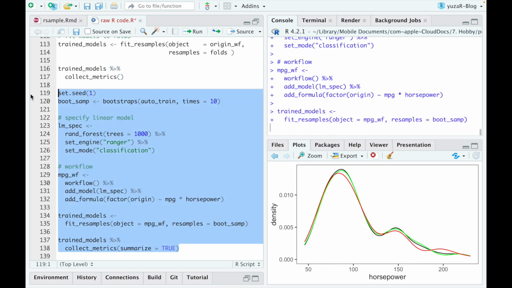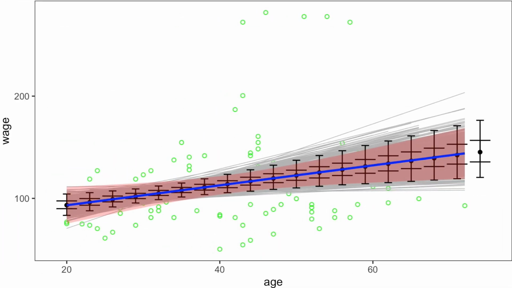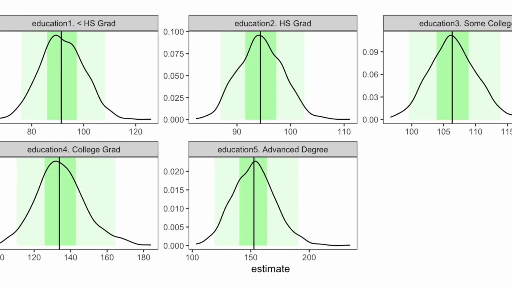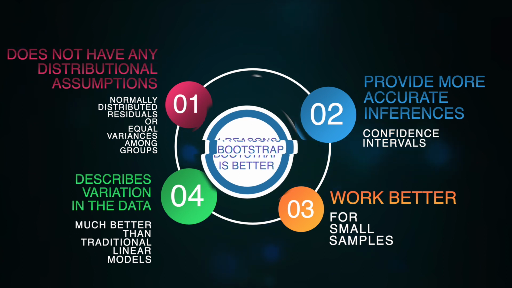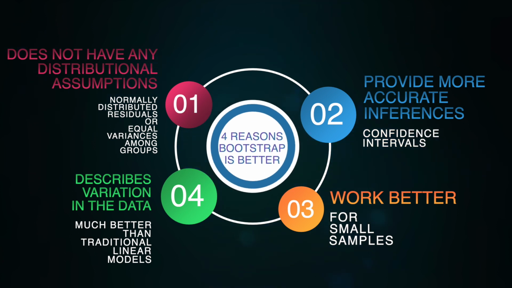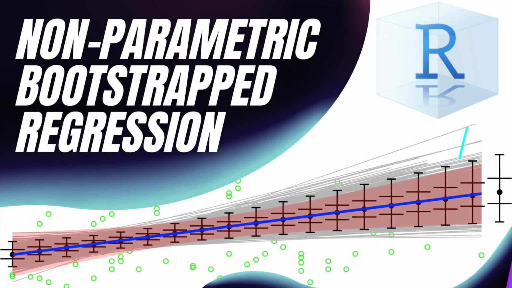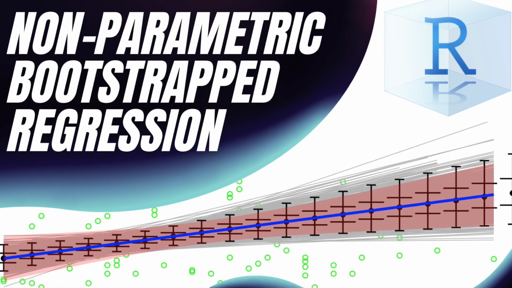But the most decisive advantage of bootstrapping compared to cross-validation is that bootstrapping not only checks model performance, but can also deliver robust estimates of model parameters with 50, 95, or any other confidence intervals. Moreover, bootstrapping is one of the best non-parametric modeling techniques, with 4 solid reasons of why bootstrap model is better than usual model. So, knowing bootstrapping will definitely make you a better data scientist, and if you want to know how to bootstrap models in R in the next 10 minutes, check out this video.